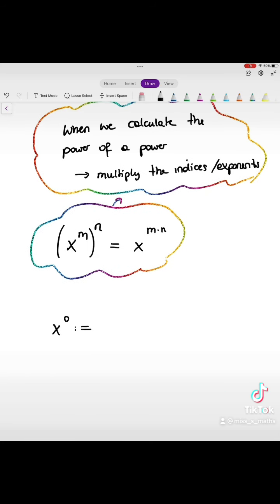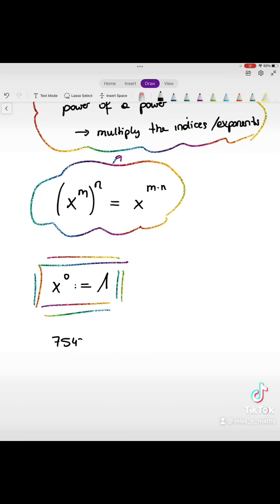and that's your new power after that. And one last rule, if you have any number to the power of 0, it is always going to be 1.